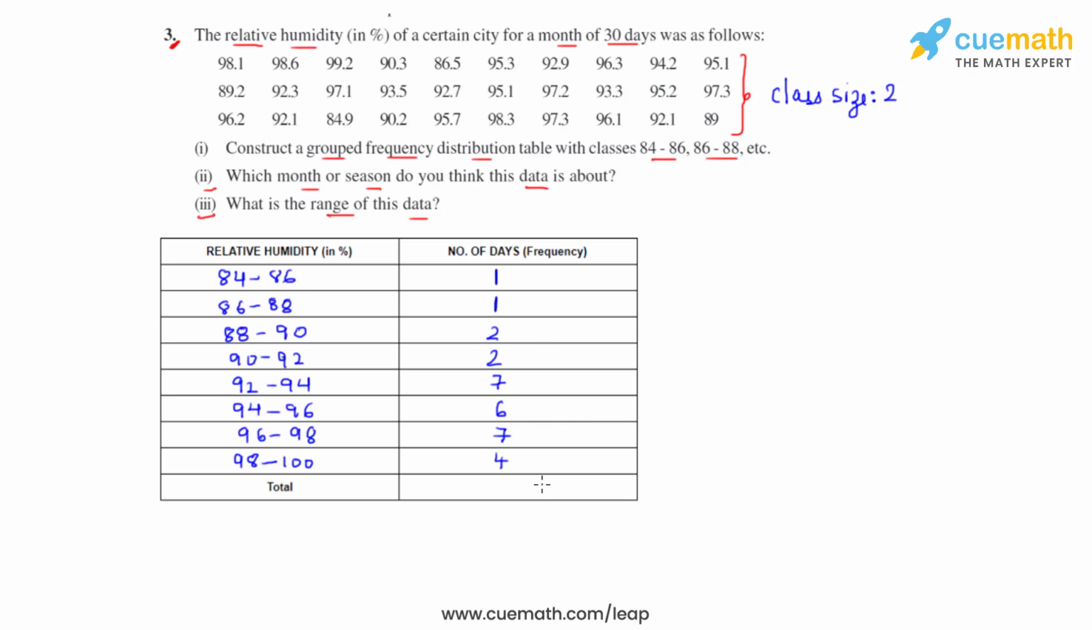Now if we sum up the frequency, that is the number of days, we get a total of 30. So that tells us that we have not missed any of the days. The observation that we make from this is that the relative humidity was 92% and above for a period of 24 days of the month. Since the relative humidity percentage is very high, it must be data from a month of the rainy season. So the answer for the second point is rainy season.